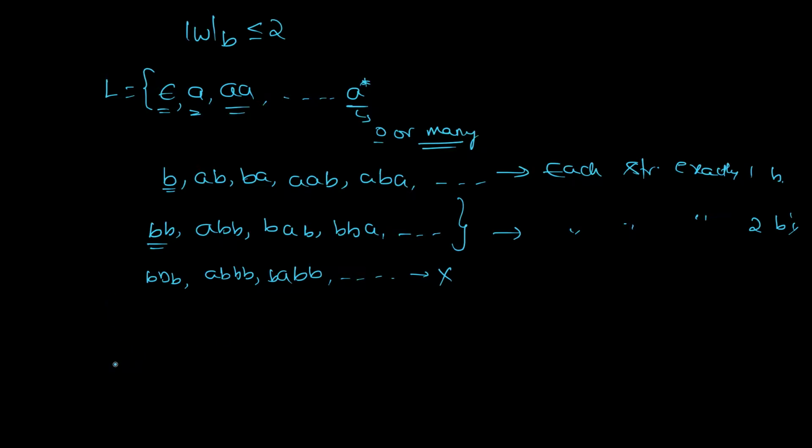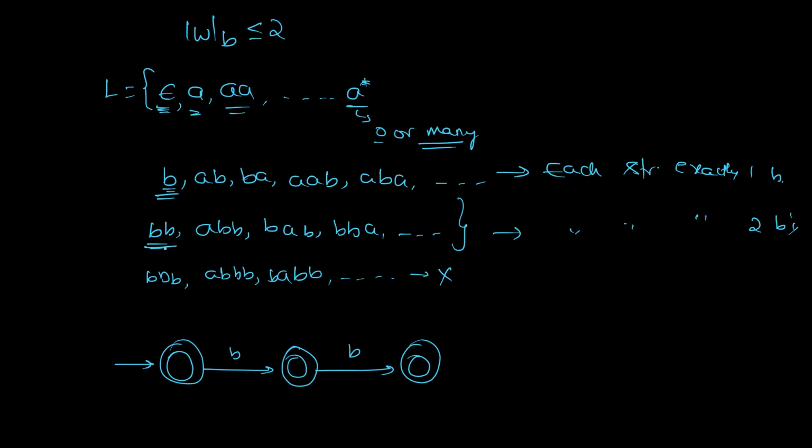So the DFA would look like this. Since epsilon is in our language, the initial state would be a final state. On seeing a B, we go to another state and accept it because B is in our language. On seeing one more B, we go to a final state, because BB is in our language. If we see one more B, at this state we reject this string because we have three B's in this string, which violates our condition.